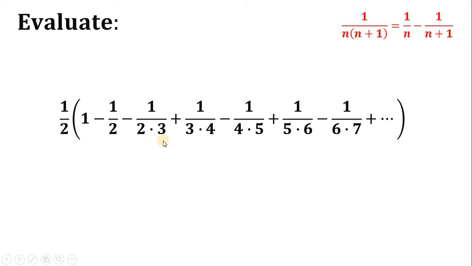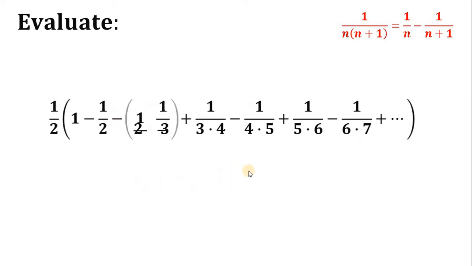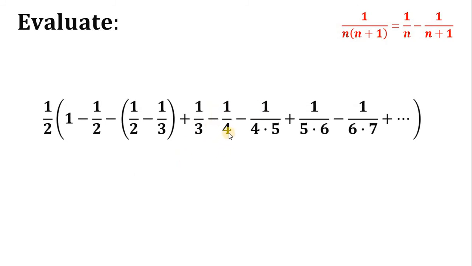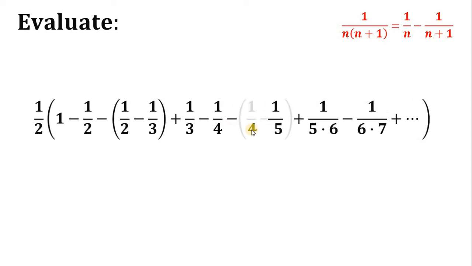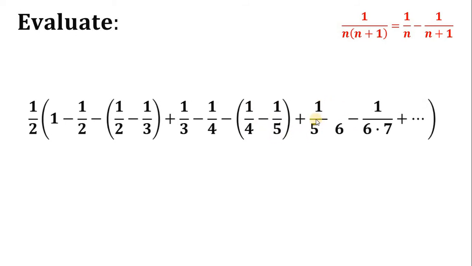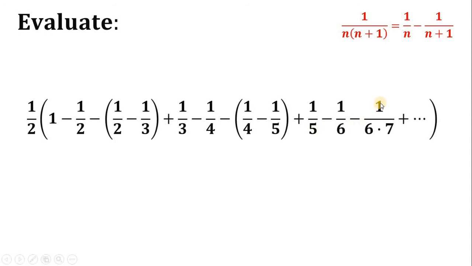Now how about 1 over 2 times 3? Using this identity again, this can be written as 1 over 2 minus 1 over 3. So we can replace this 1 over 2 times 3 with 1/2 minus 1/3. But take note that the operation is subtraction, so we need to use parentheses right here. Alright. Now 1 over 3 times 4 is just 1/3 minus 1/4. 1 over 4 times 5, we have a subtraction sign, so we need to use parentheses. We have 1/4 minus 1 over 5. 1 over 5 times 6 can be written as 1 over 5 minus 1/6, and we will do the same thing in this 1 over 6 times 7.